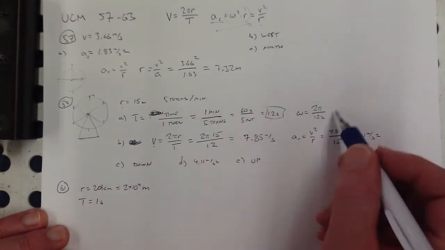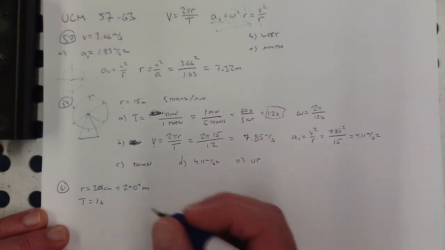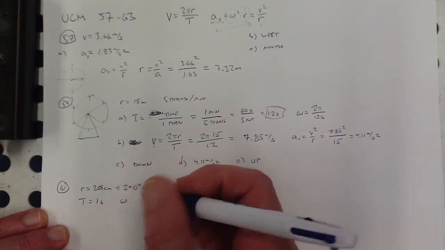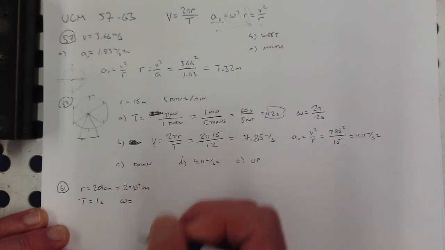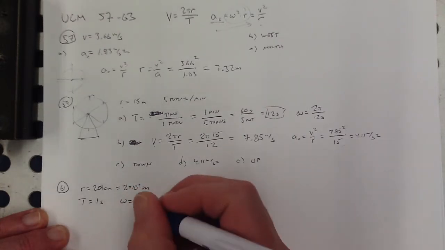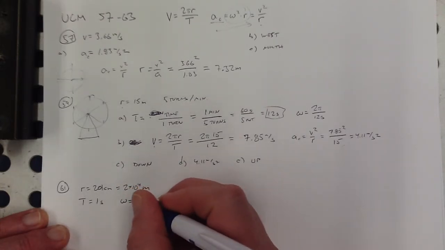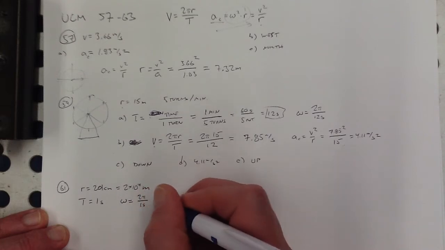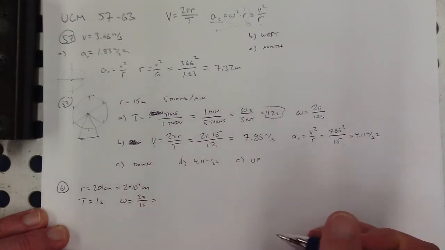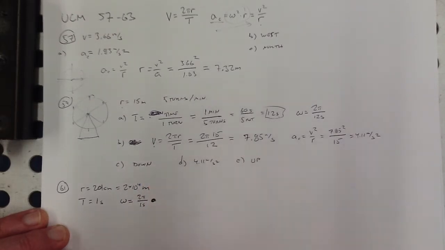So let's do this. I'll do this one like so. That means its angular speed is 2 pi radians every 1 second. I don't need to do anything else with that.